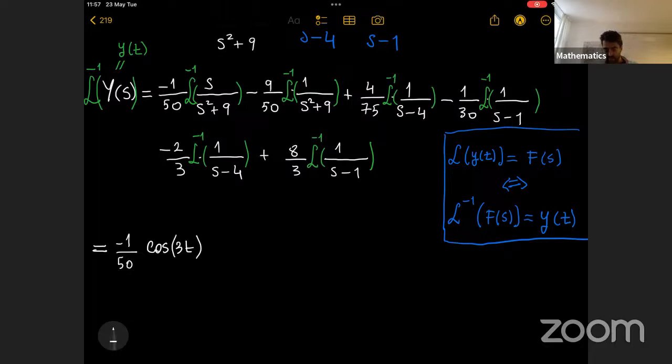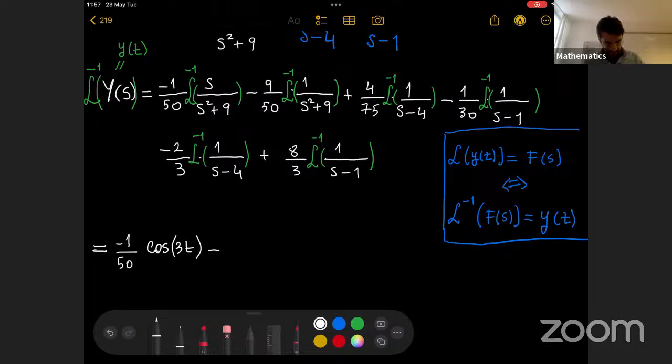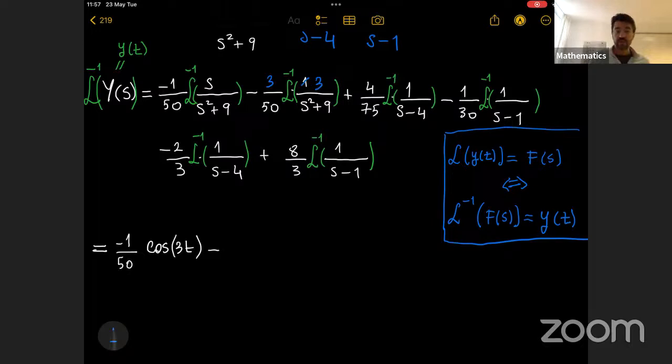Let's continue with the next one. Next one here is 1 over s squared plus 9. Now this is about the sine function. Sine 3t, 3 over, right? So instead of writing like this, we can write 3 here and 3 here, okay? So inside here we have sine 3t, so it's going to be minus 3 over 50 sine 3t, okay?